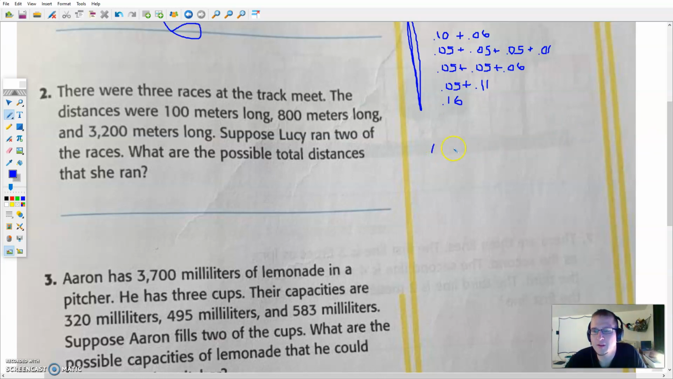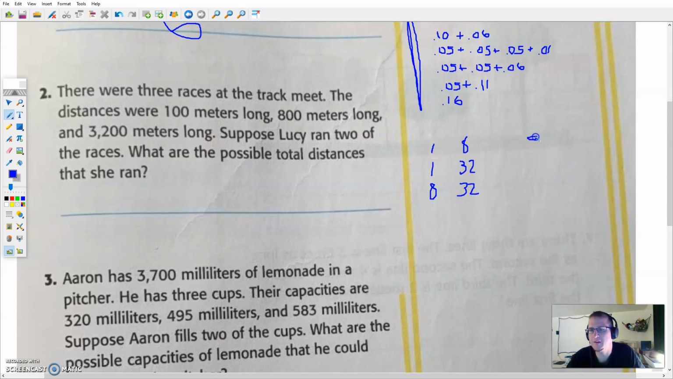100 and the 800 she could have run. We've got the 100 and the 3,200 she could have run. I'm shortening these, I realize it, so just bear with me. And then we have the 800 and the 3,200 she could have run. So what are the total possible distances?